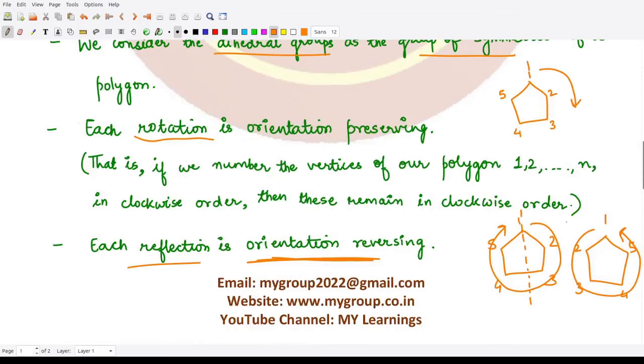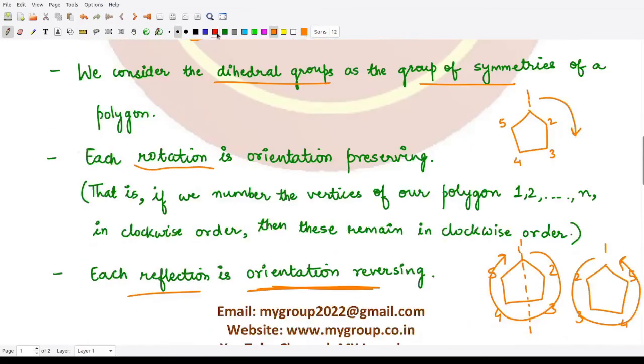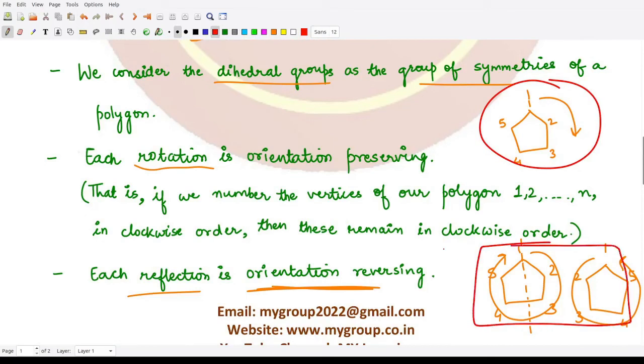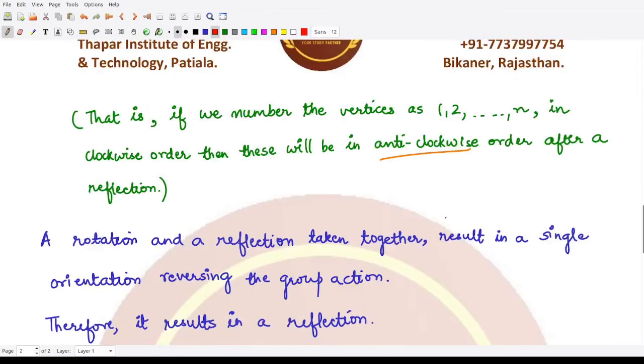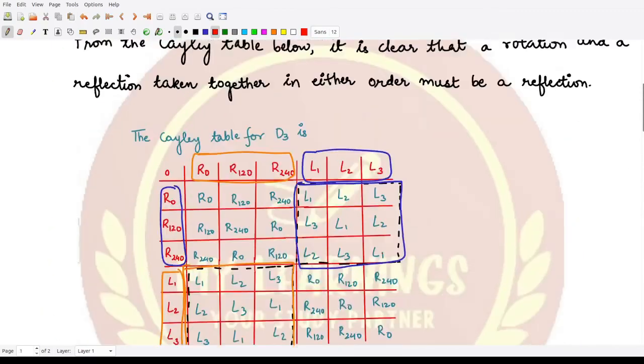So what would be the effect of a rotation together with a reflection? The result would automatically be in the anti-clockwise direction, right? That would be the result. Therefore, a rotation and a reflection, when taken together, result in a single orientation-reversing group action, and that is a reflection. And this is what we wanted to show in this question.